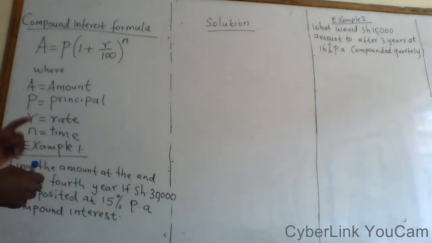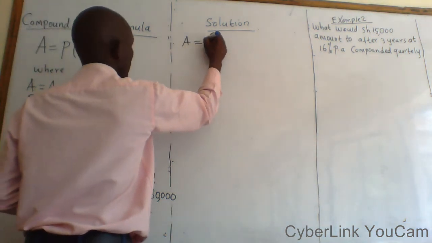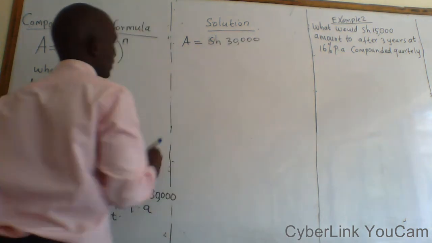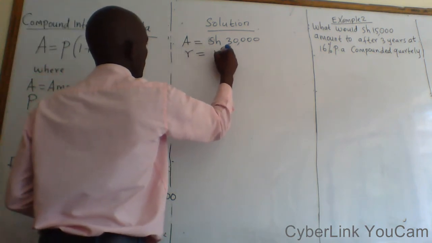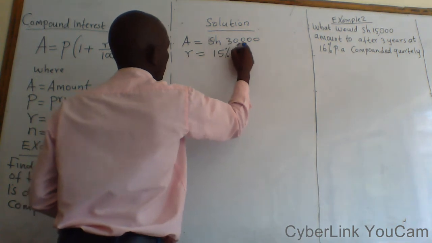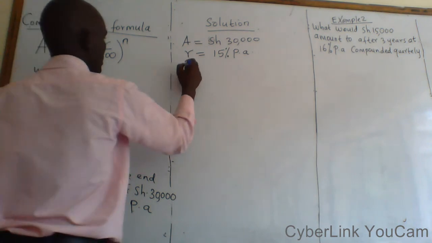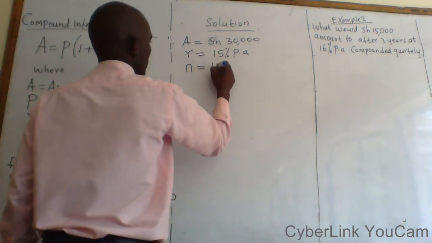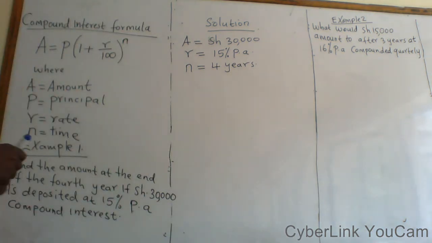Remember, we have been told the amount at the end of the 4th year. So it means our A is equal to 30,000 shillings. That is our amount. We have also been given the rate. Our R is equal to 15% per annum. And we have been told the time, which is represented by n, is 4 years. So we can now write the formula and fix in the values.